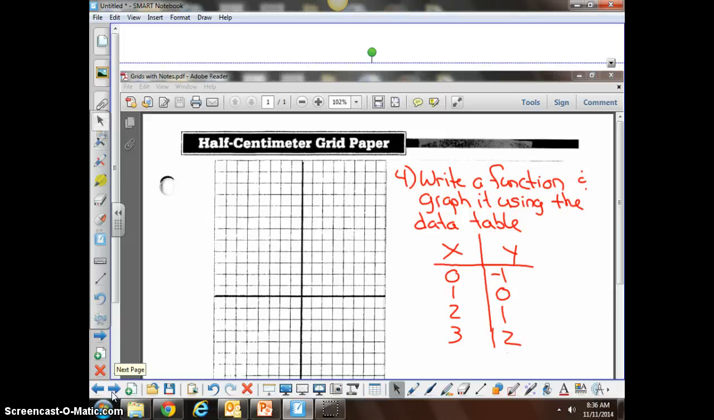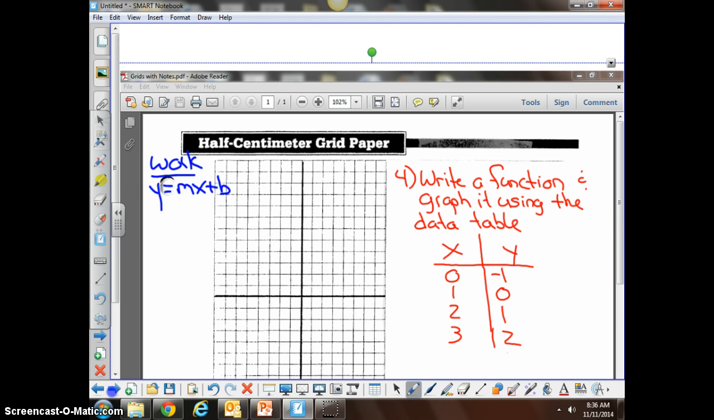It says, write a function and graph it using the data table. Now I'm going to be pretty sloppy in how I'm doing this because I don't have a lot of room to work with. So I am going to actually show my work over here, and then I'll graph it on the graph. So we got write a function and graph it using the data table. We know that y equals mx plus b from our equation.